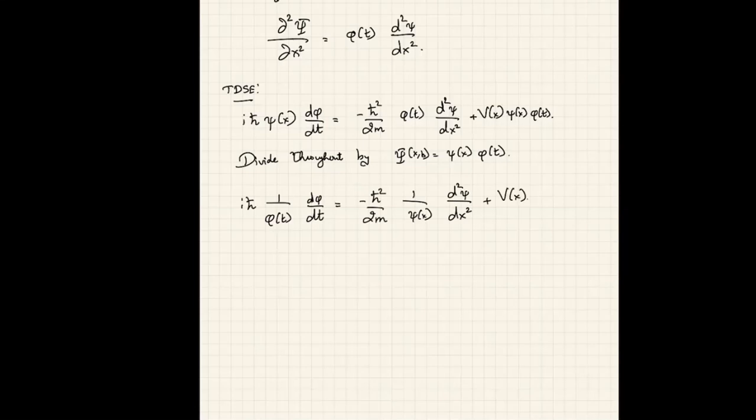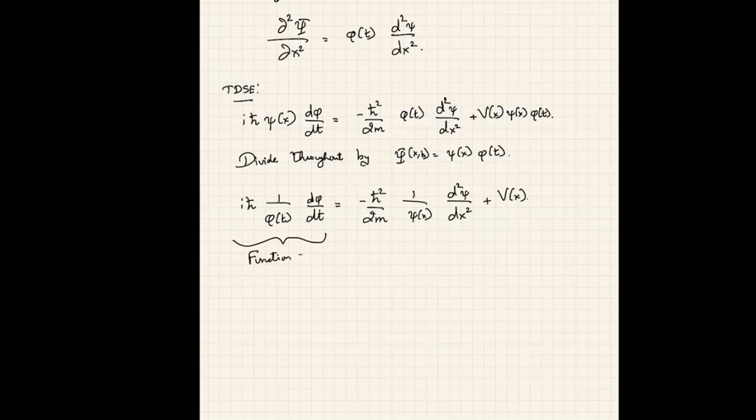Okay, all right. Now let us look at this equation a little more carefully. What the division by psi times phi has accomplished for us is that it has separated this equation into a left-hand side equal to right-hand side, where the left-hand side is a function of time alone.